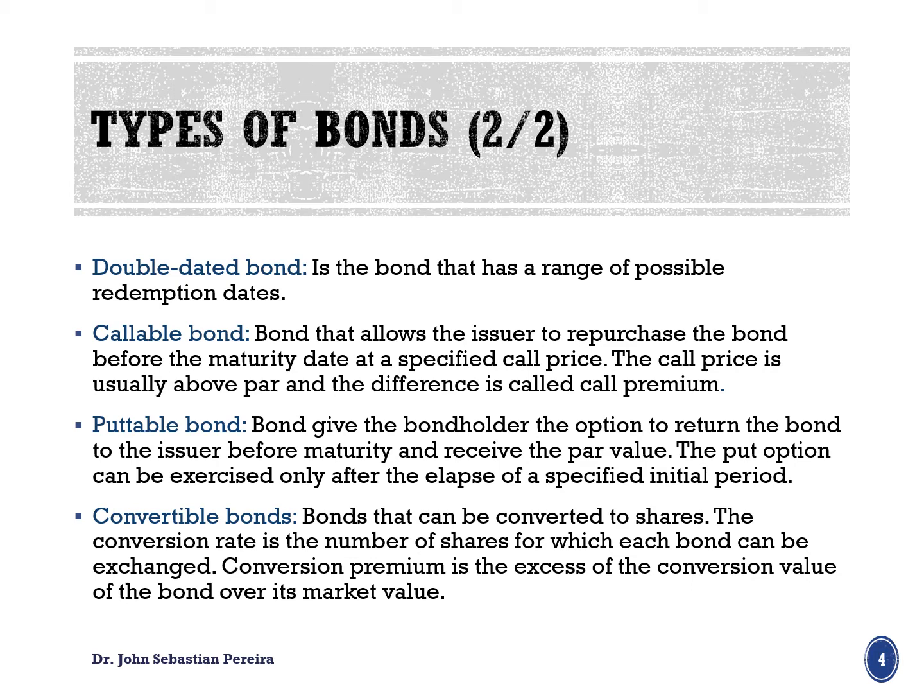Finally, another type of bond is a convertible bond, where the bond can be converted into shares. So a debt instrument becomes an equity instrument. Generally, the conversion rate is pre-specified. It tells how many new shares the investor will receive if they take a convertible bond in exchange for the bond that they hold in the company. There is always a conversion premium, which is the excess of the conversion value of the bond over its market value that the investor receives as a result of the convertible feature associated with the bond.